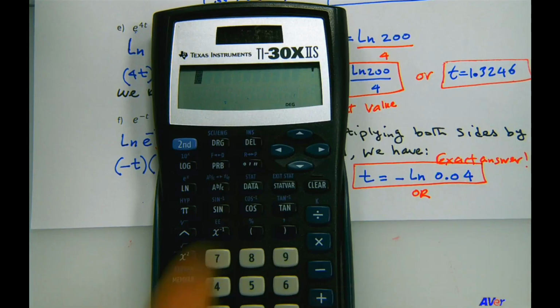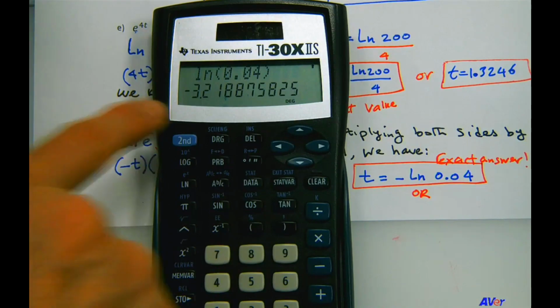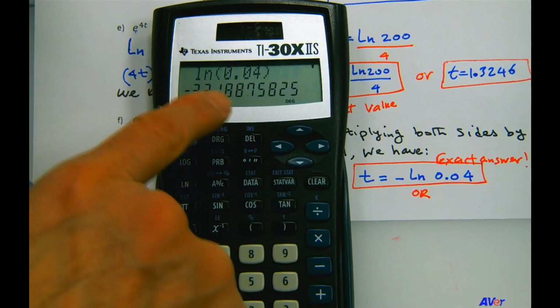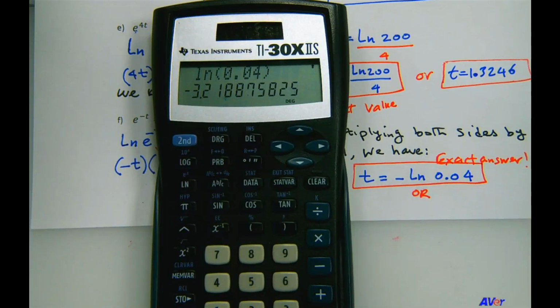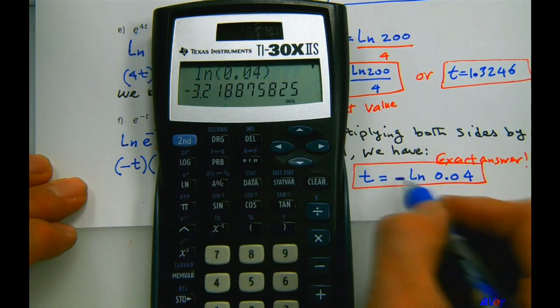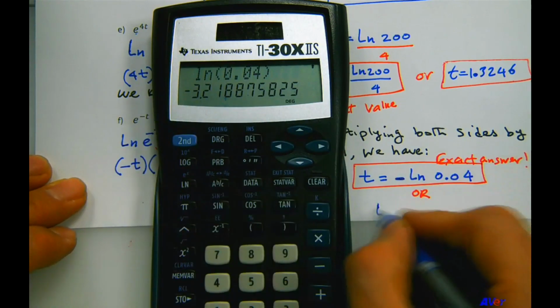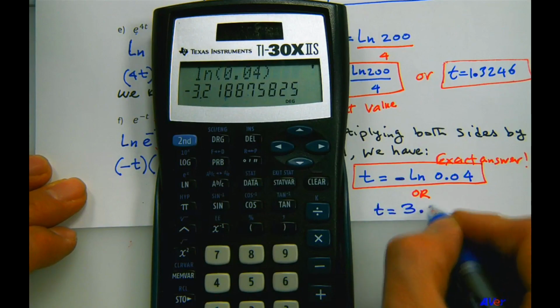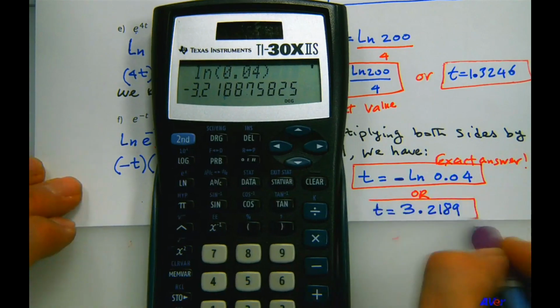So let's see. Natural log of 0.04, right? I'm just calculating that piece. You get that, right? Minus 3.2189. Let's round it to 89. But this minus in front here will make that minus positive, right? So we have t equals positive 3.2189. Okay, like that.